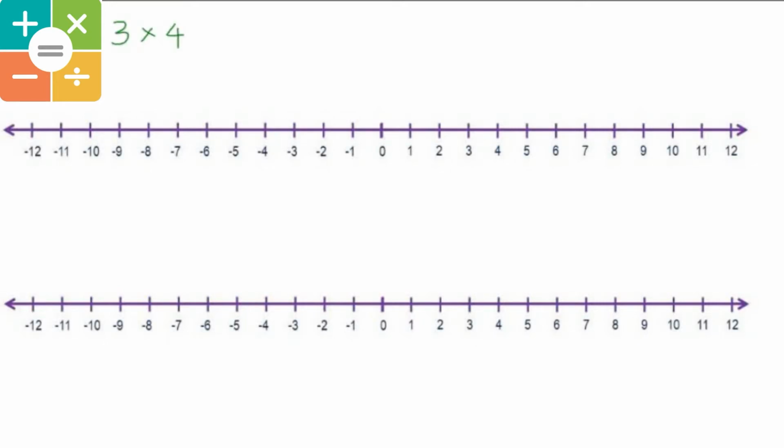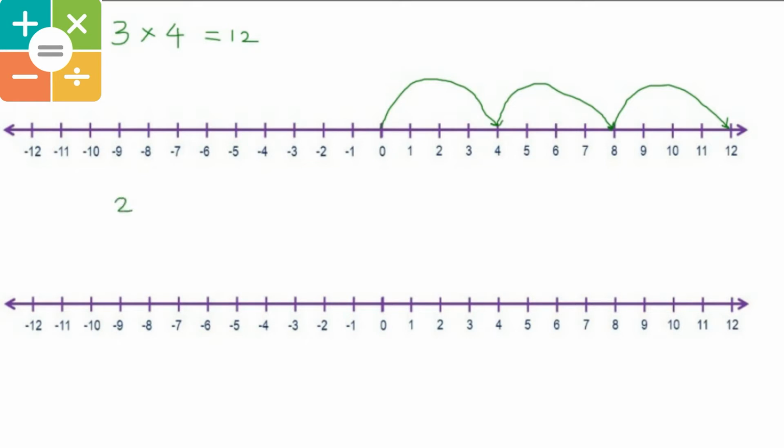3 multiplied by 4. We can take this as 3 times 4. So on the number line we can represent this as starting from 0, 4 one time, 4 one more time, that is 8, 4 one more time, that is 12. So 3 multiplied by 4 is 12.